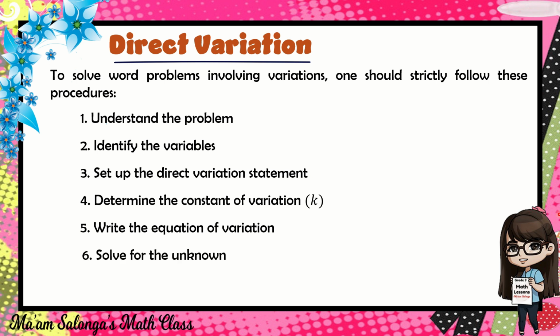Number 6, solve for the unknown. Substitute the given values into the specific equation of variation to find the unknown quantity. Then solve for the desired variables. Always check your final answer. Verify your solutions by plugging it back into the original equation to ensure that it satisfies the direct variation relationship.